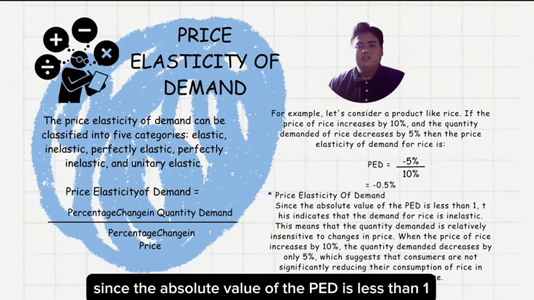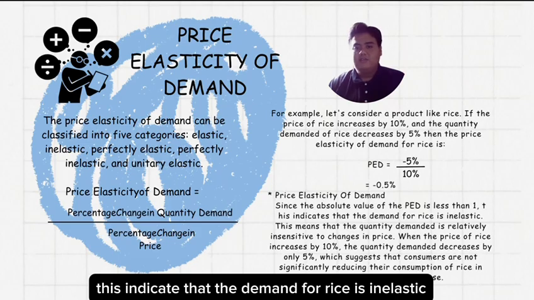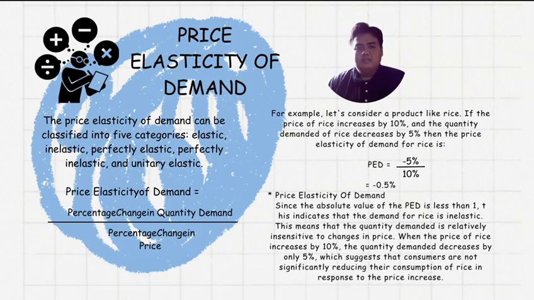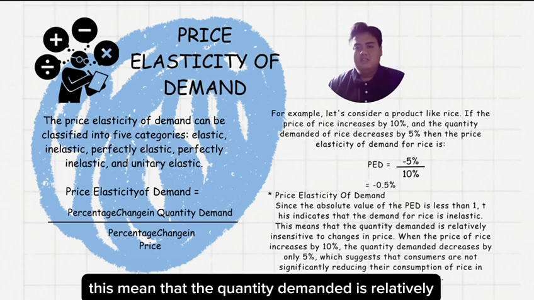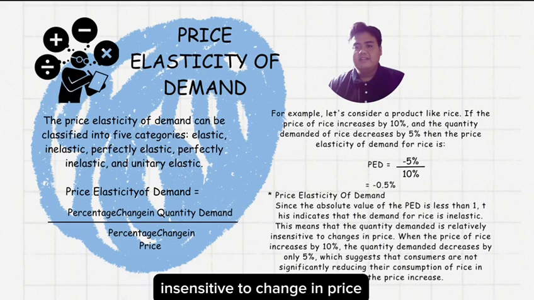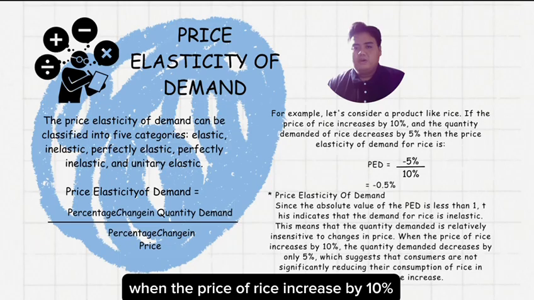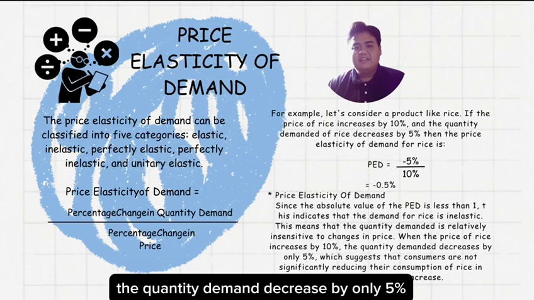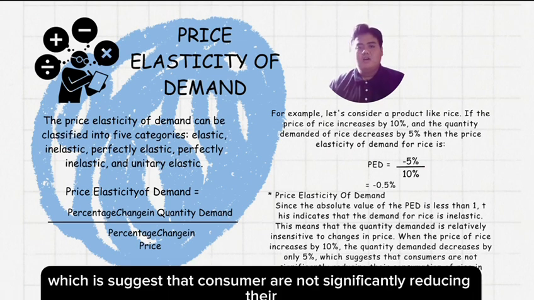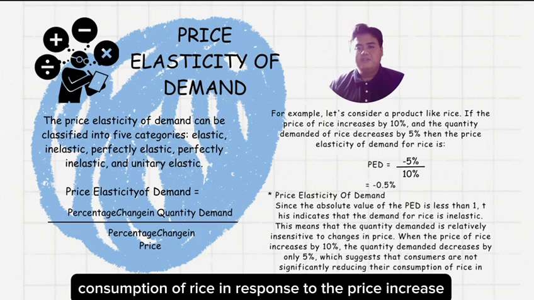Since the absolute value of the PED is less than 1, this indicates that the demand for rice is inelastic. This means that the quantity demanded is relatively insensitive to changes in price. When the price of rice increased by 10%, the quantity demanded decreased by only 5%, which suggests that consumers are not significantly reducing their consumption of rice in response to the price increase.